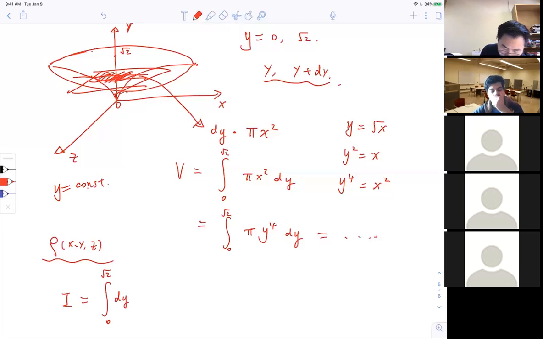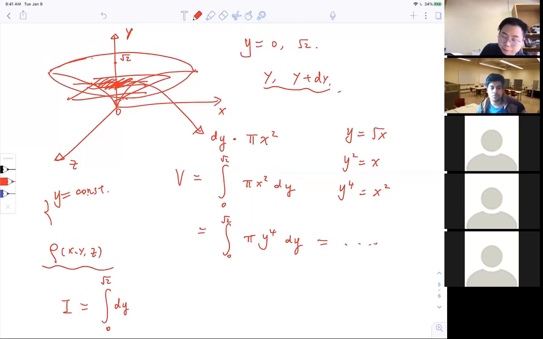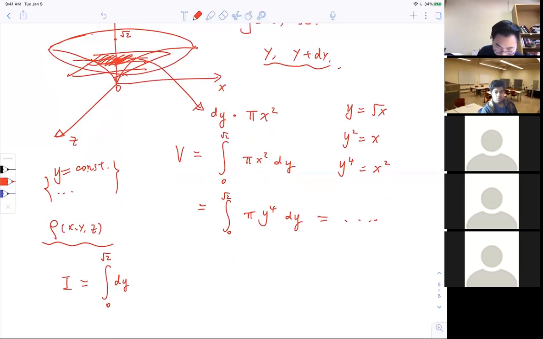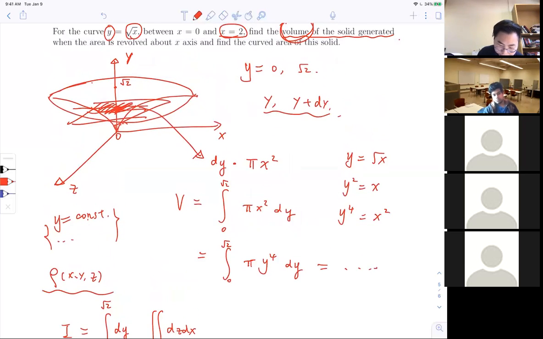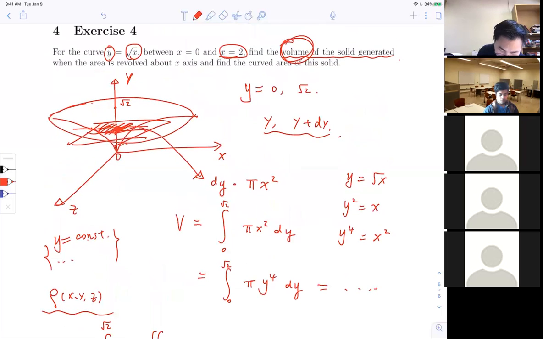Imagine y is a constant, and combined with the shape we just drew, it is a disk. Meaning that the dz dx is integrating over a disk. The disk, by the way, comes from this curve, y equal to square root of x. What's the expression of this surface?